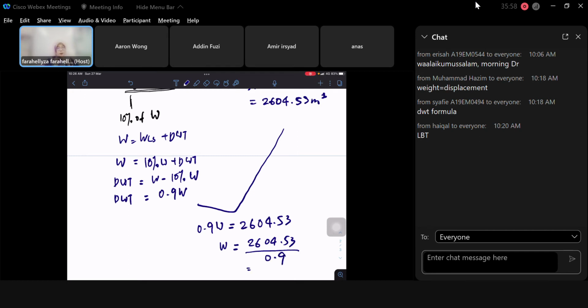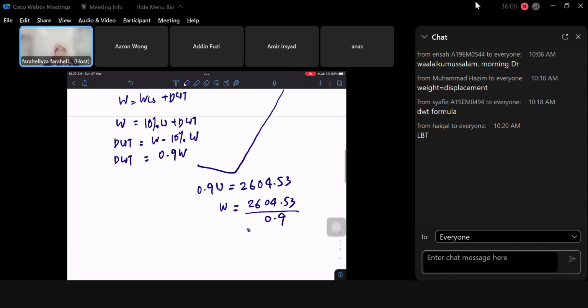Okay, so what is the answer? You should find the answers. Okay, so what is the answer? Okay, so that is basically W. Okay, and we know that this WT is equal to 0.9 W.